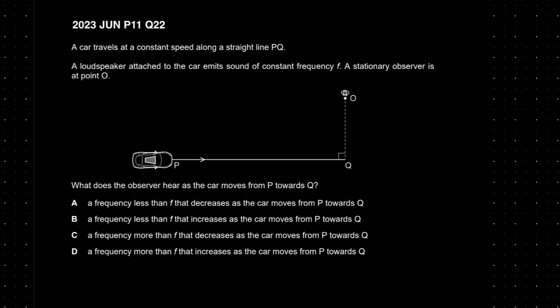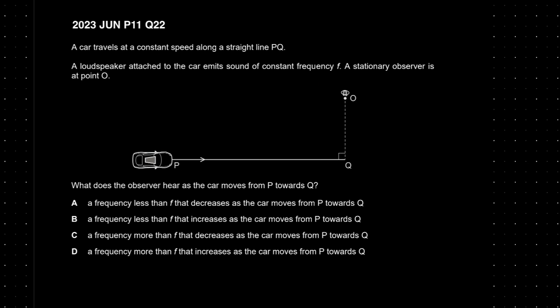22, a car travels at a constant speed along a straight line PQ. A loudspeaker attached to the car emits sound of constant frequency F. A stationary observer is at point O. What is heard by the observer as the car moves from P towards Q? So he's at O and the car is moving like this in a straight line, right? It's a constant frequency sound, and the car is also moving at constant speed.